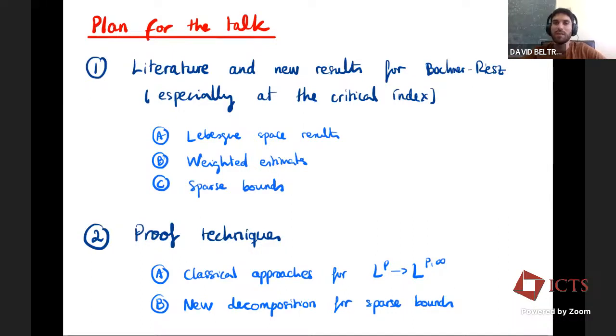I decided to split it into two parts. The first half is going to be more like a literature review of what is known, what are the questions, and what are our new results, which fit into the context of weighted estimates and sparse bounds. And the second half is going to be about proof techniques, and I'm going to be revisiting the classical approaches for weak type estimates and how they can be turned into sparse bounds, and what was the novelty and the problems we had to overcome to obtain our result.